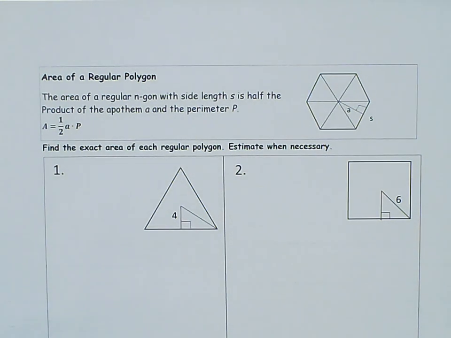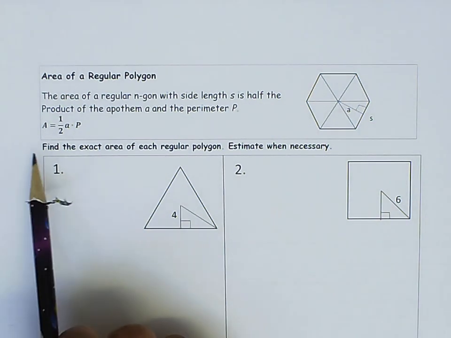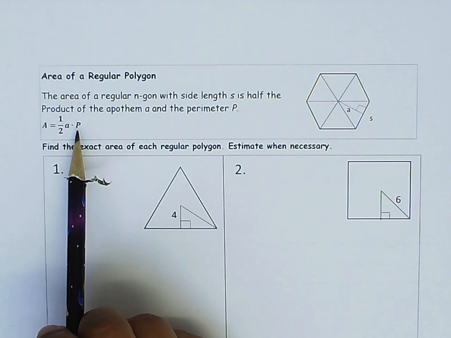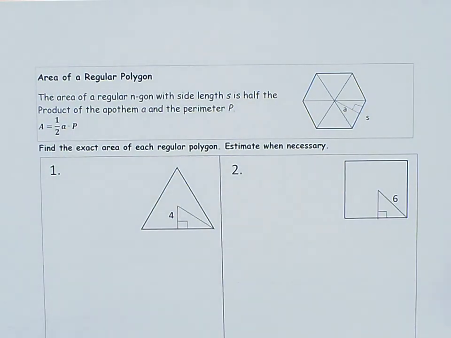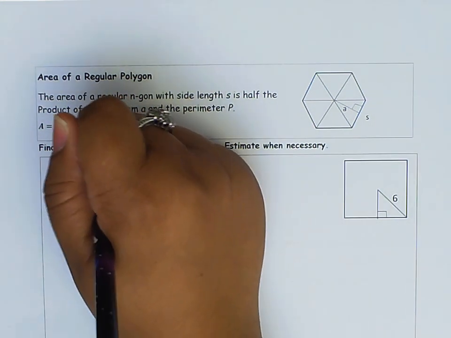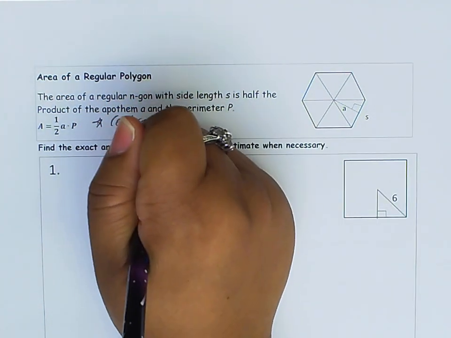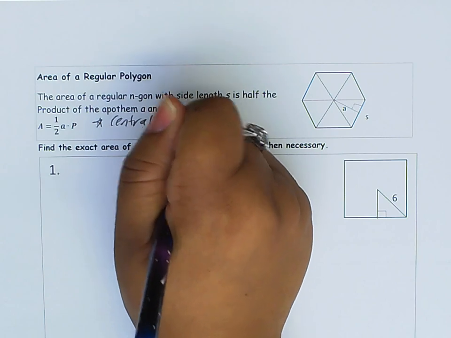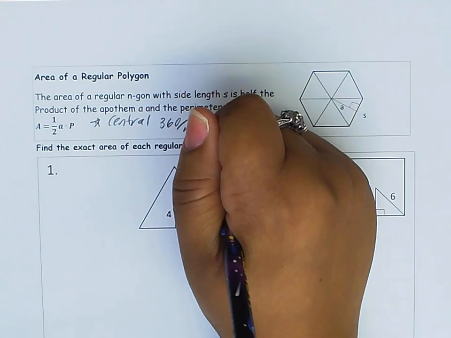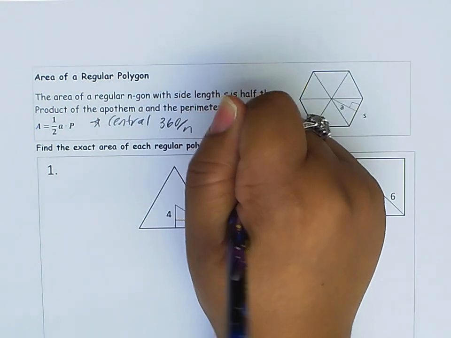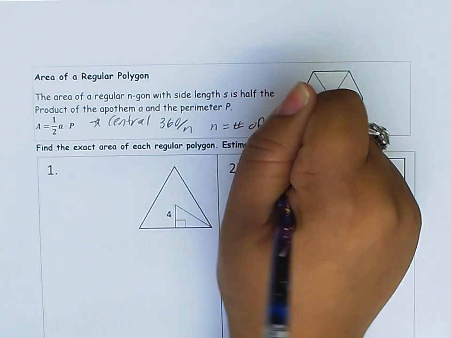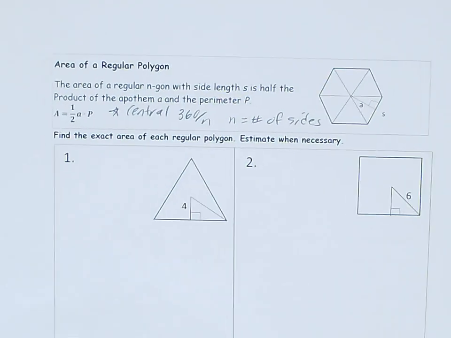So area of a regular polygon. The area of a regular n-gon with side length s is half the product of the apothem a and the perimeter. So that's a formula: A equals 1/2 apothem times perimeter. So you do need to find the central angle. So you want to add this, and you use the formula 360 over n, okay? And n equals the number of sides. Okay, so you definitely want to have that.